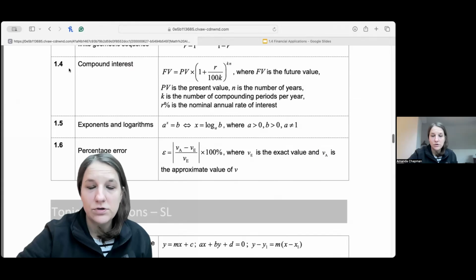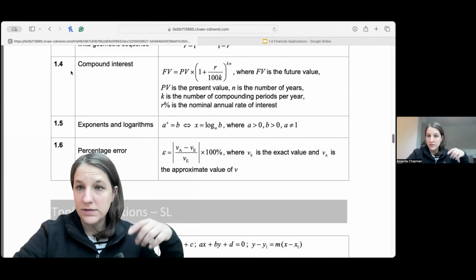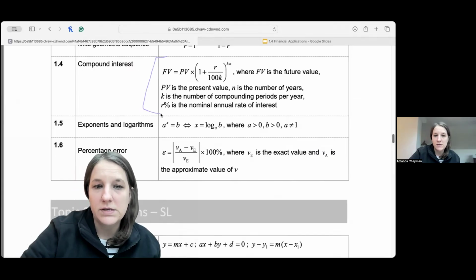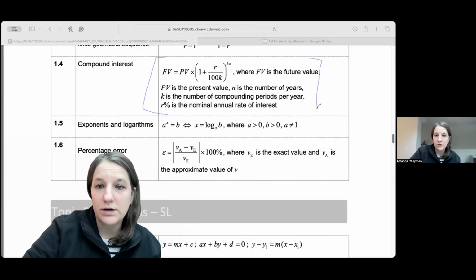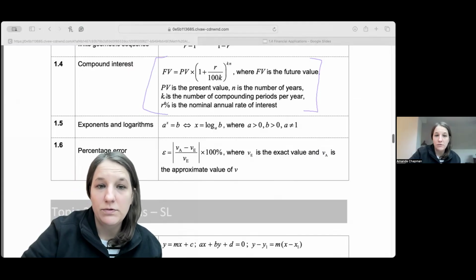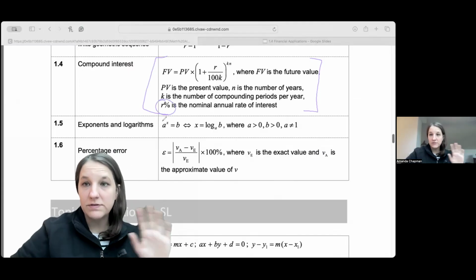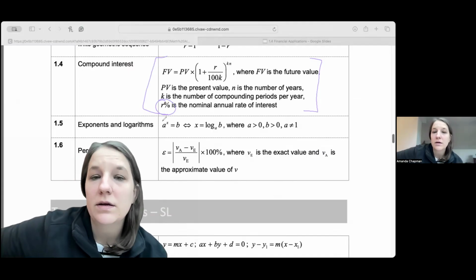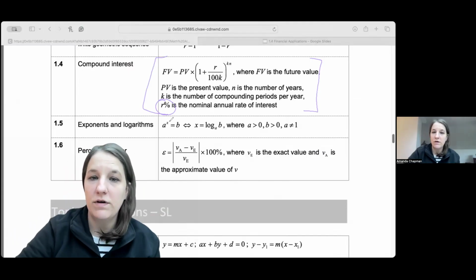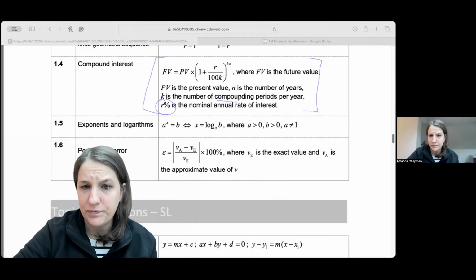Before we had simple interest, and this is if it compounds, if it gains interest at different times. So first just copy this formula down and what each of the values mean. We have the future value is the present value times 1 plus the rate, and this rate will be in a percentage. Don't worry, I'm going to show you tons of examples. We're just copying it down. Divided by 100 times K, where K is the number of compounding periods per year.